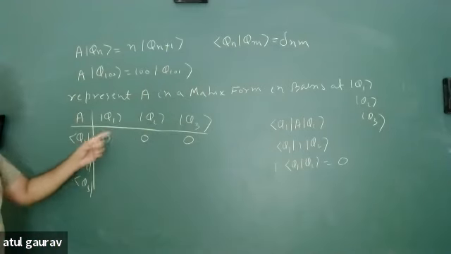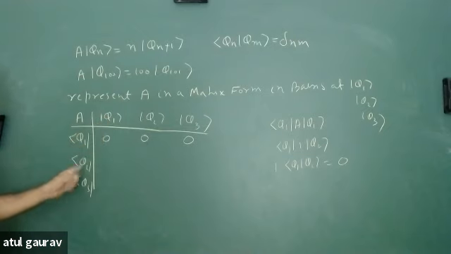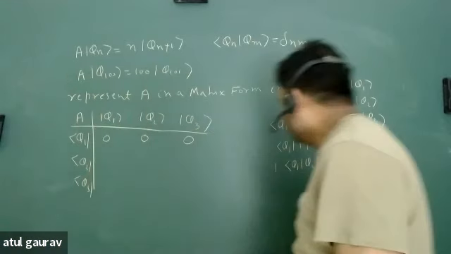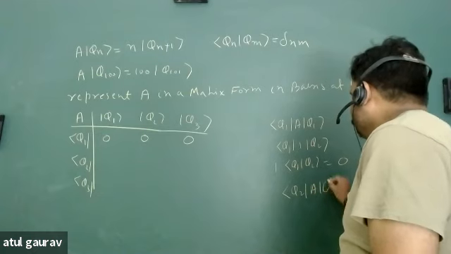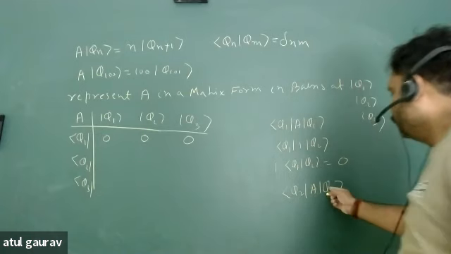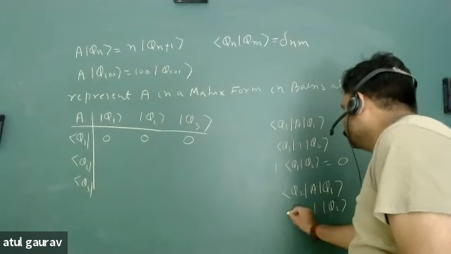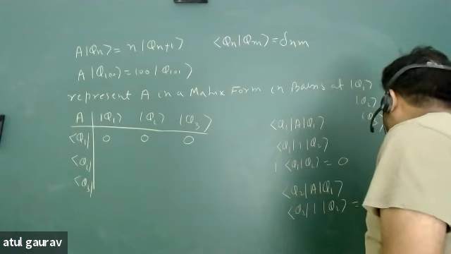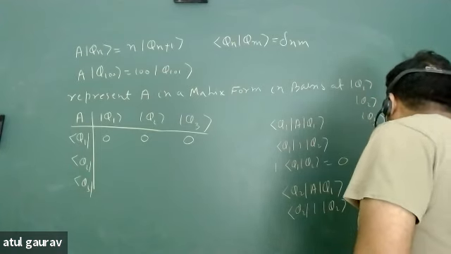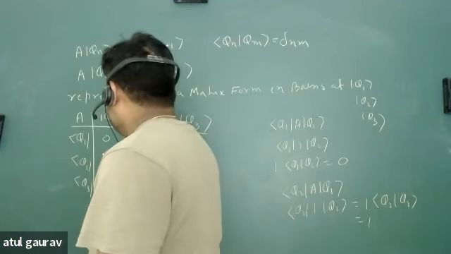Now A will operate on phi 1. This is phi 2, and phi 2 with phi 2 will be 1. So let's try to calculate this one. This is very interesting. I just want to calculate phi 2 A phi 1. A will operate on phi 1, you will get A 1 phi 2, and there is phi 2. You can write the number anywhere. This is 1 phi 2 phi 2, so this will be 1.